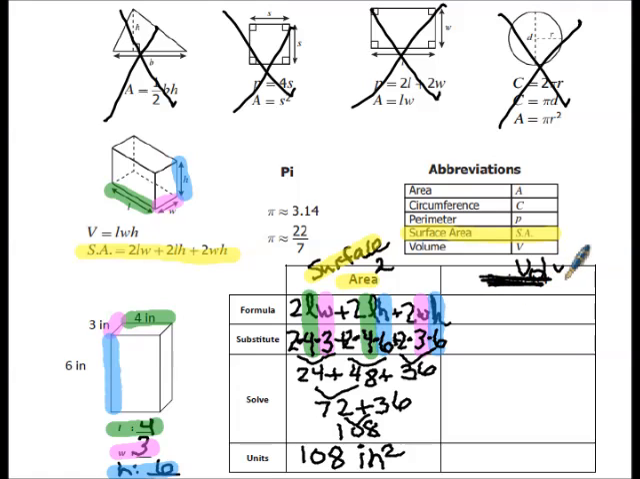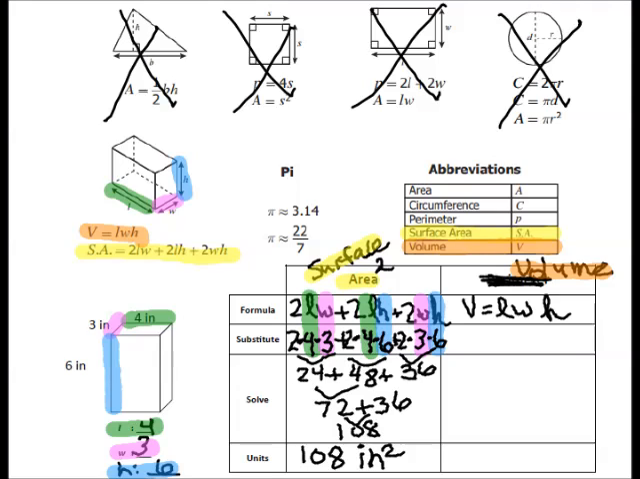And this should have said volume. So rub that out and write volume. Now volume we see as V, and V equals length times width times height. So I'm going to write the formula for volume of a rectangular prism.